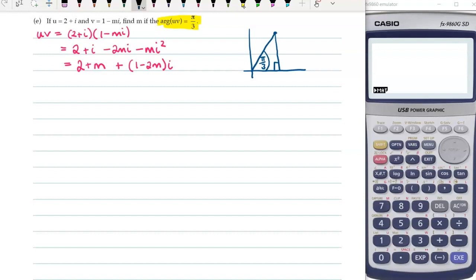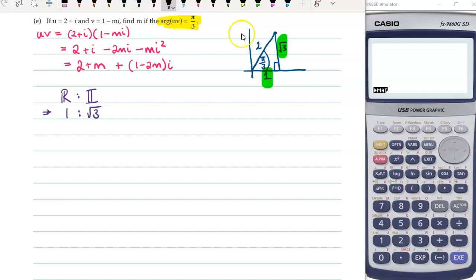Now, if this length here was 1 unit across in the real direction, then we would have a hypotenuse of 2 and a height of √3. So we have the ratio between the real and imaginary parts as being 1 to √3. So if we write that down, real to imaginary is equal to, the real part would be 1 to √3.